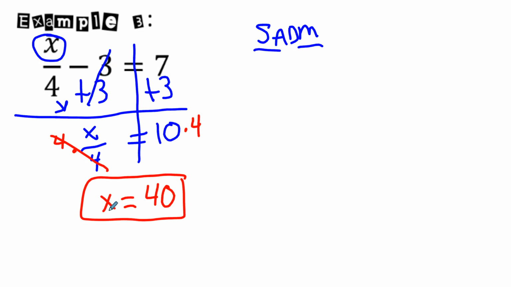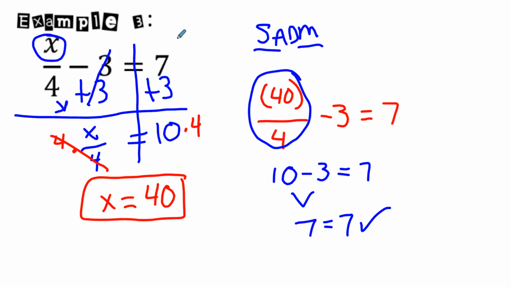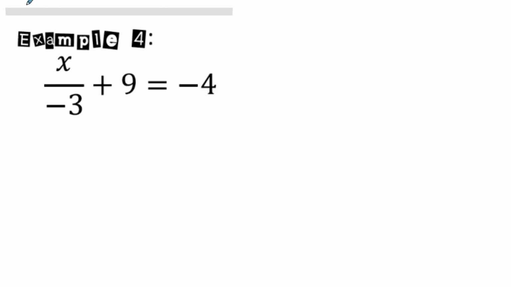Keep in mind, when you have your variable all by itself, that's how you know that you've finished solving for your solution. We can check our work by plugging in 40 for x and knowing that we do get 7 equals 7, which means our answer is correct. Go ahead and try your best on example 4.